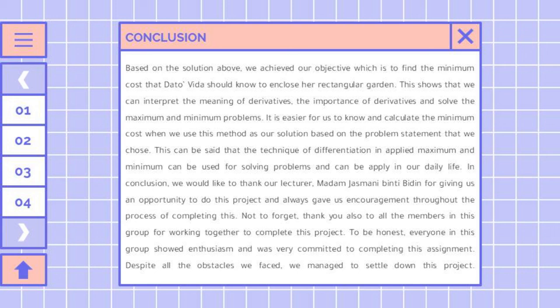Based on the solution that we showed, we achieve our objective, which is to find the minimum cost that Datin Vida should know to enclose her rectangular garden. This shows that we can interpret the meaning of derivative, the importance of derivative, and solve the maximum and minimum problems. It is easier for us to know and calculate the minimum cost when we use this method as our solution based on the problem statement that we chose. This can be said that the technique of differentiation in applied maximum and minimum can be used for solving problems and can be applied in our daily life.